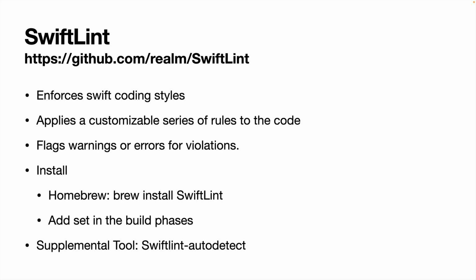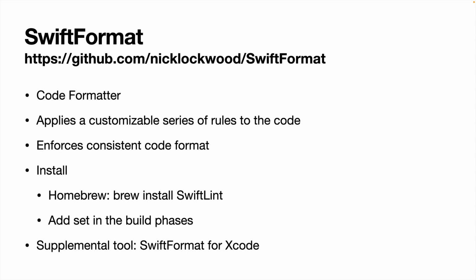Now, there's another tool we're going to look at. SwiftFormat. SwiftFormat is more of a code formatter, although it does do linting as well. The goals behind SwiftFormat are a little bit different than the goals behind SwiftLint. Since it's a code formatter, the main thing it does is go in and alter your code to match a certain format. Like SwiftLint, it has a series of rules, a customizable set of rules that you can turn on or off depending on what you want.